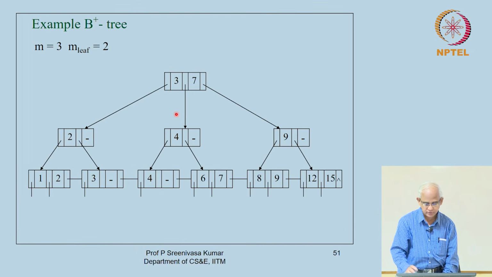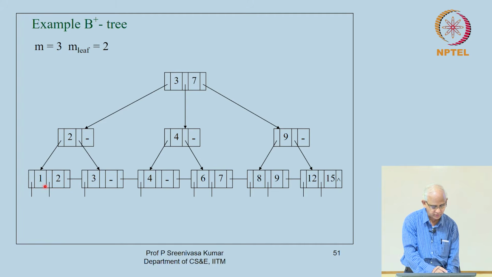So, it should be obvious by now that these search field values will actually get repeated in the internal nodes, right. Each of these search field values need not appear, but some of them will appear in the internal nodes, so that the search can be guided to the appropriate place. In the diagram here, what I have done is to put the key here and the pointer here to its left.